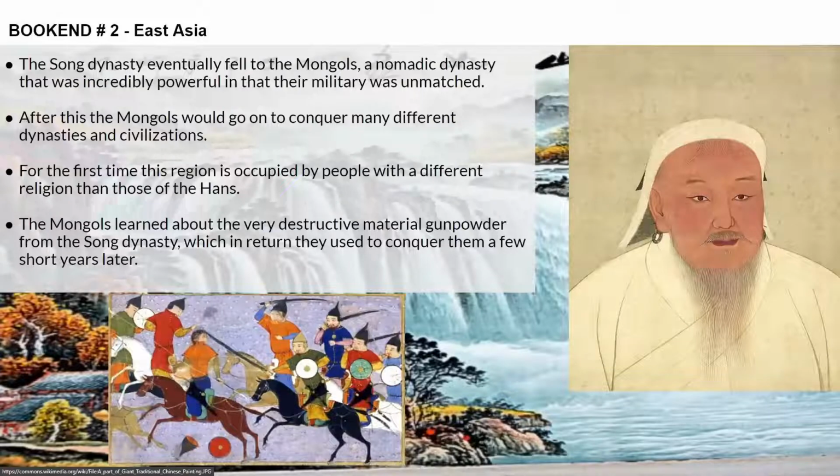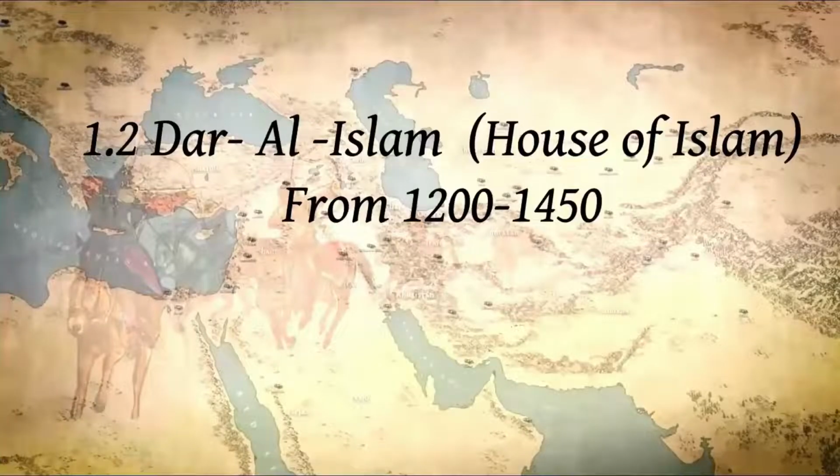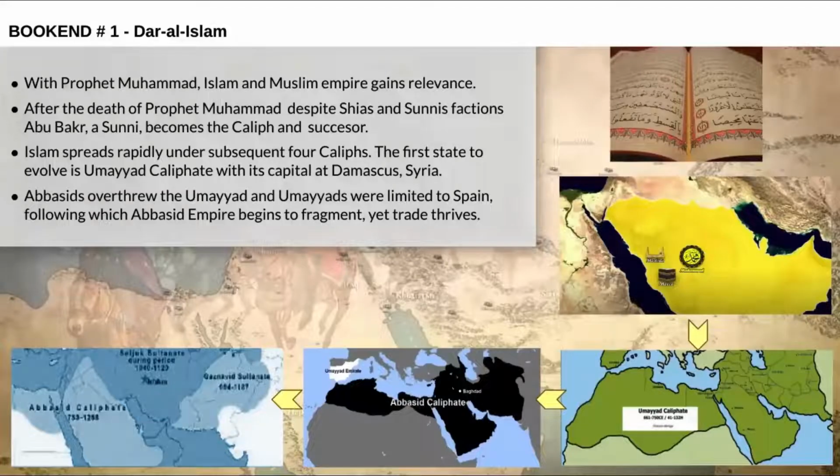For the first time, this region, that being Southeast Asia, is occupied by people with a different religion than those of the Hans, that being Buddhism. The Mongols learned about the very destructive material gunpowder from the Sung dynasty I had previously stated, which in return they used to conquer them a few short years later. And this conclusion of Unit 1.1 leads us to Unit 1.2, Dar al-Islam.